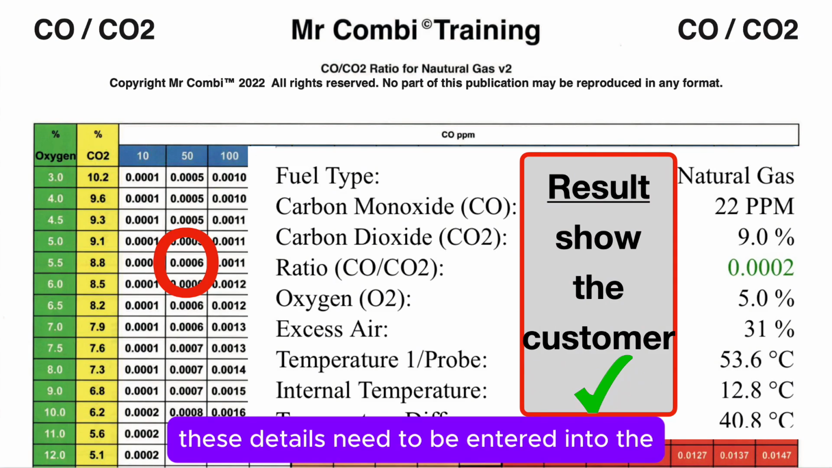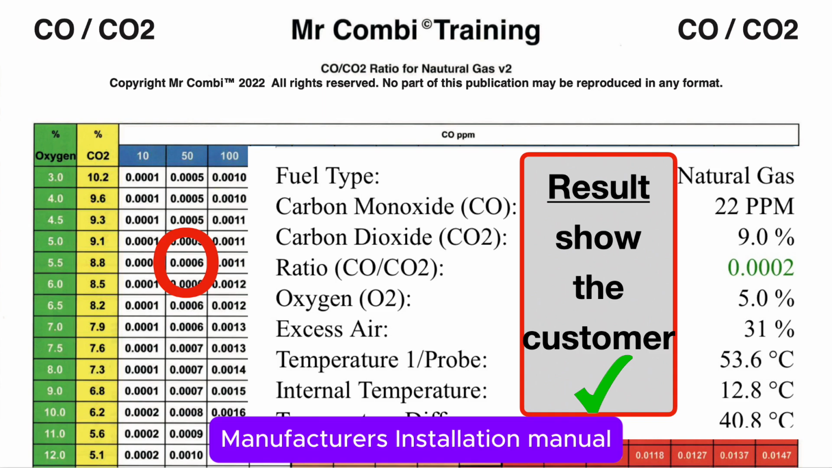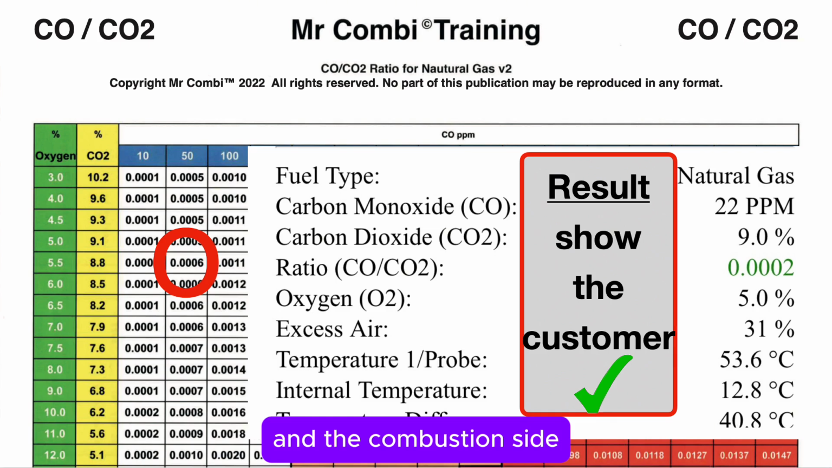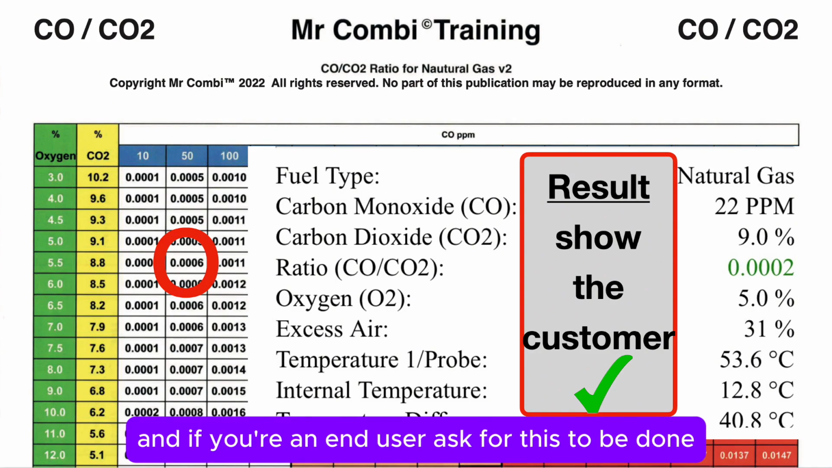These details need to be entered into the manufacturer's installation manual under the benchmark page. Don't forget a printout of the fresh air emission side, and the combustion side has to be left with the boiler every single year. And if you're an end user, ask for this to be done.